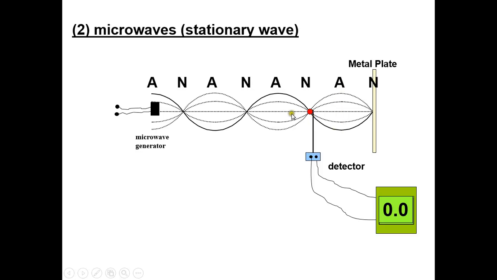So the detector will be able to detect where the variation in the intensity is, and from there you can find out what is half lambda and calculate the frequency of the wave, or just find out the wavelength of this microwave. By the way, the speed of microwave is a constant. It is actually the speed of light. So if you want to find the frequency, all you need to do is to measure the distance between node to node. That gives you half a wavelength. And from there, using the speed of light, you can get the frequency of the microwave.